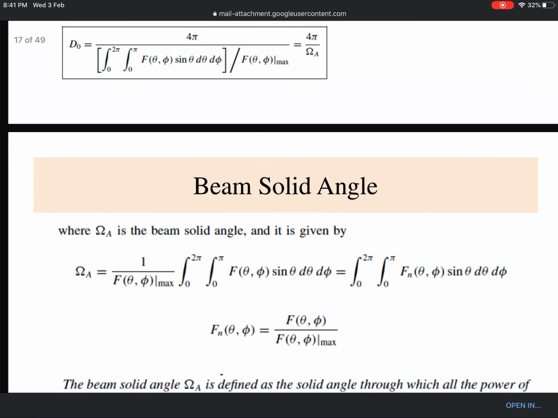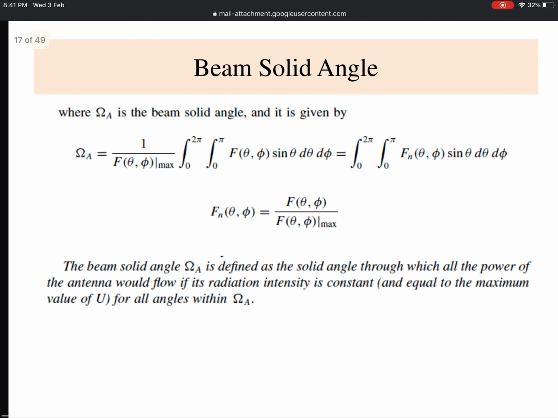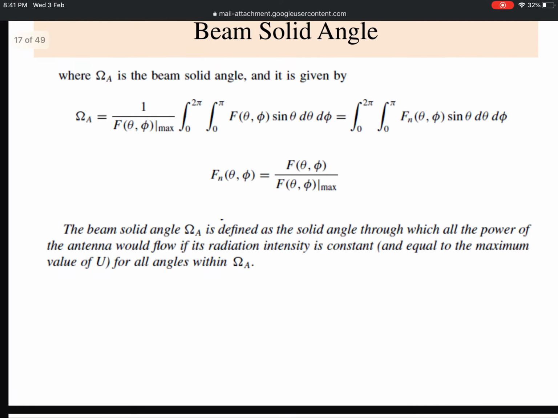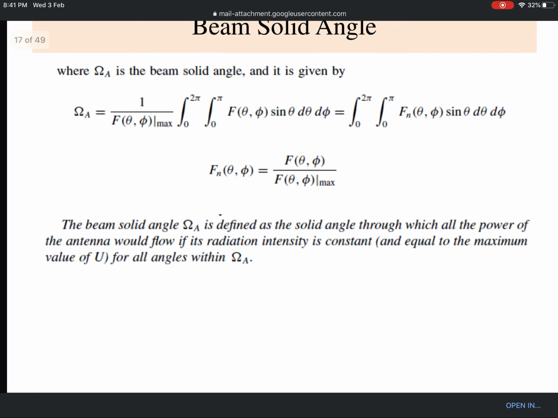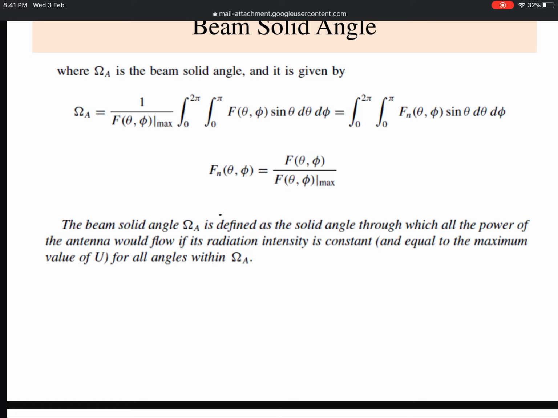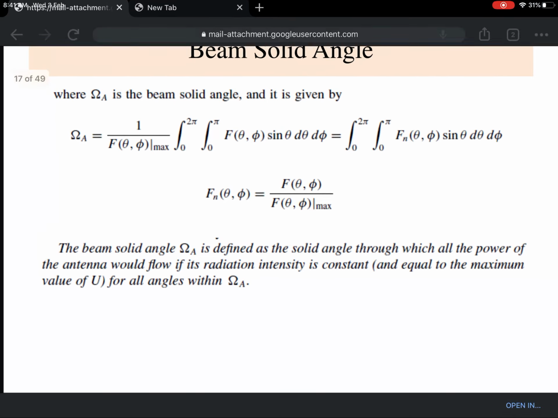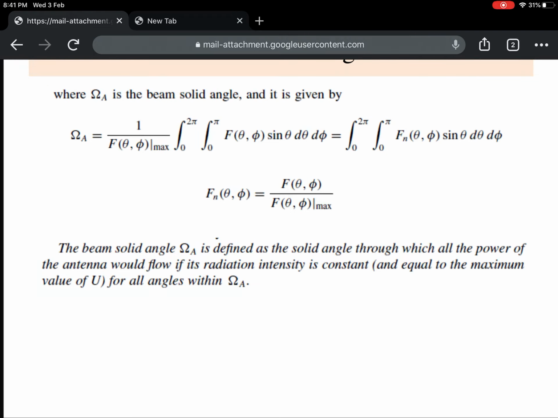So omega A is defined as this denominator quantity, and you can see I have written down this denominator quantity, with this maximum thing coming as Fn(theta, phi), which is the max normalized quantity. In better words, the beam solid angle is defined as the solid angle through which all the power of the antenna would flow if its radiation intensity is constant and equal to the maximum value of U for all angles within omega A. This is a hypothetical concept, where the beam solid angle is the angle through which all the power of the antenna would flow if its radiation intensity is constant.